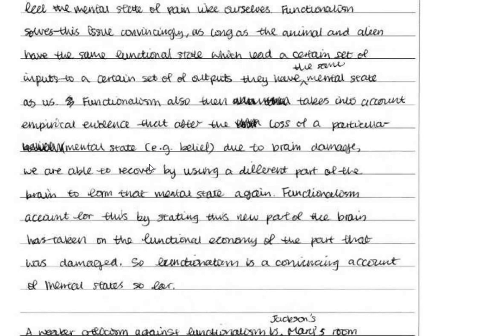Functionalism also then takes into account empirical evidence that after the loss of a particular mental state, e.g. belief, due to brain damage, we are able to recover by using a different part of the brain to form that mental state again. Functionalism accounts for this by stating a new part of the brain has taken on the functional economy of the part that has been damaged. So functionalism is a convincing account of mental states so far.